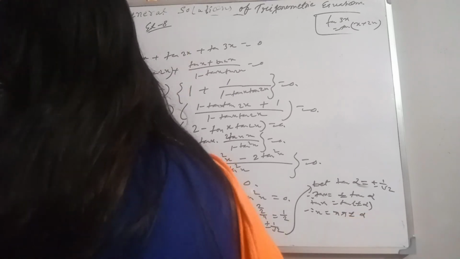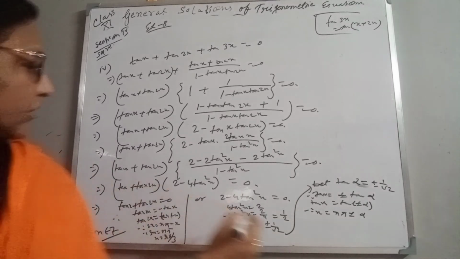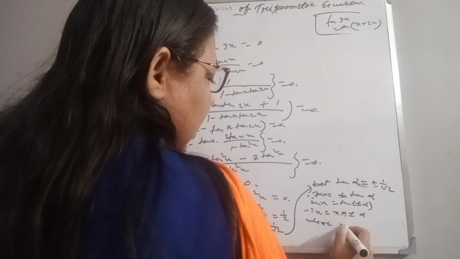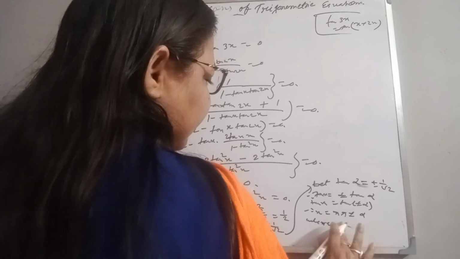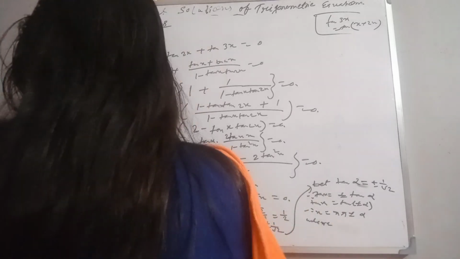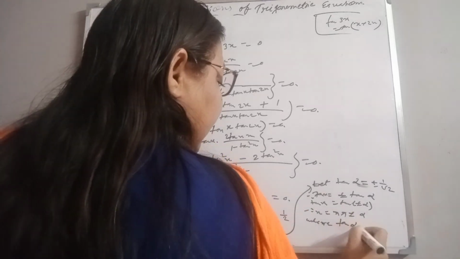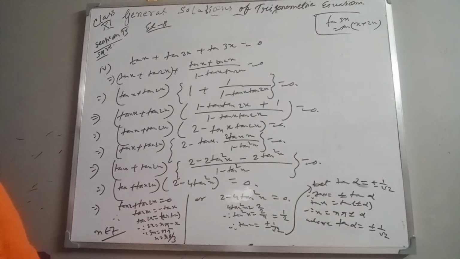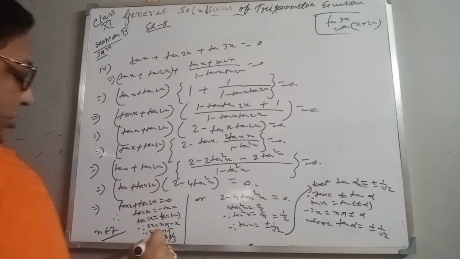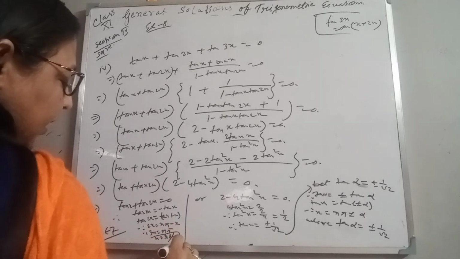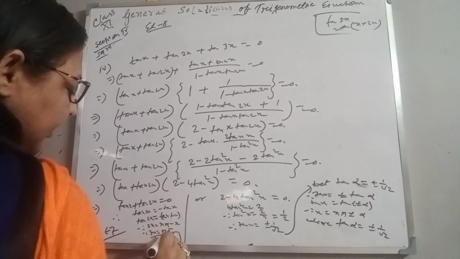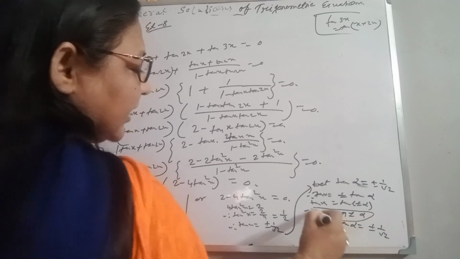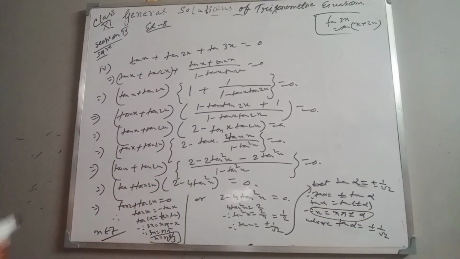Okay. Now where alpha is equal to, where tan alpha is equal to plus minus 1 by root 2. Okay, so this will be the answer. This is one value, x is equal to n pi by 3, not 3 pi, this is n pi by 3. Another value x is equal to n pi plus minus alpha, where tan alpha equals to plus minus 1 by root 2.